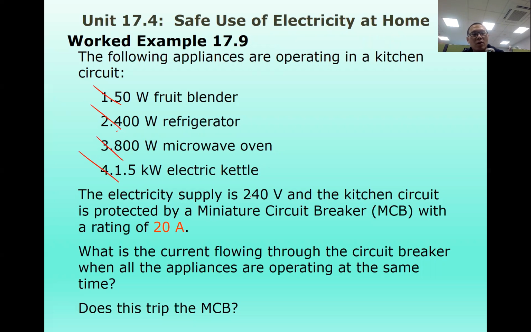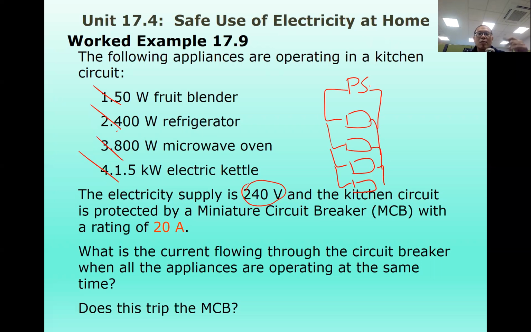Okay, so they are all connected in parallel. Your power supply is connected to your 4 appliances, usually in parallel. Of course, you should know why items are connected in parallel, partly because of the ease of use. If 4 appliances are connected in parallel, I can switch off individually without affecting the rest.